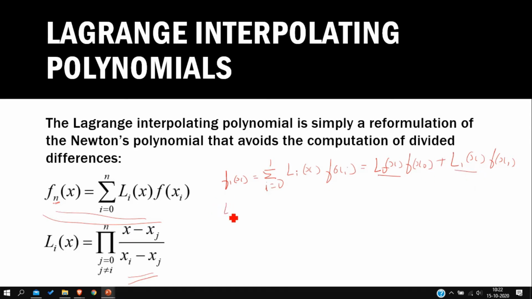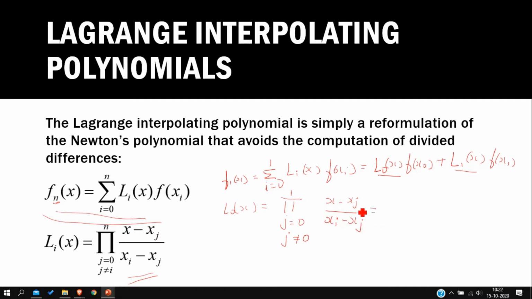So L0 of x equals the product, where j should be equal to 0, j should not be equal to i, which is 0 here, and up to n, which is 1, of x minus xj divided by xi minus xj.